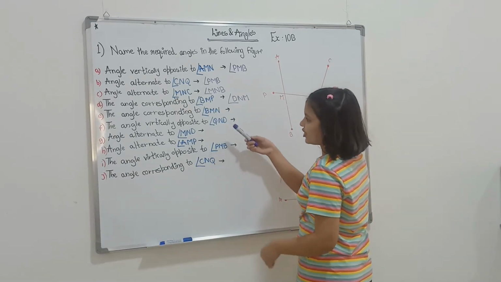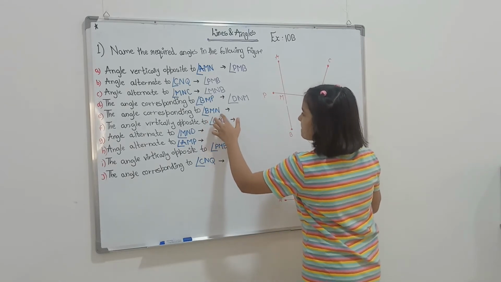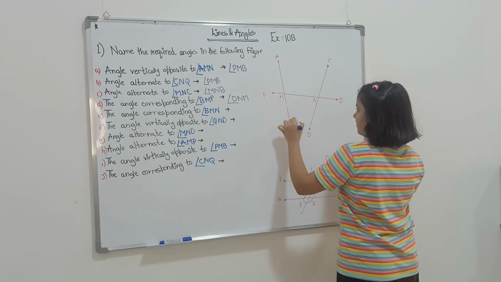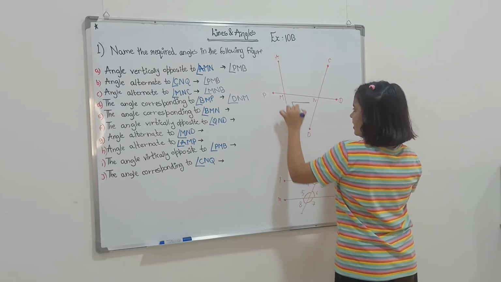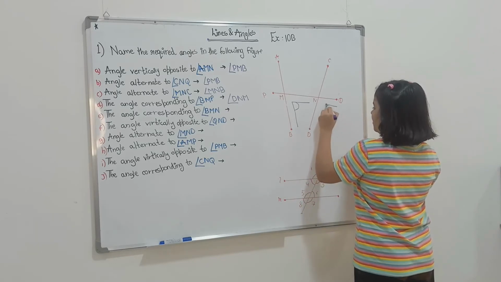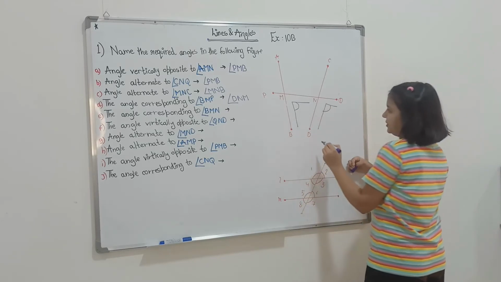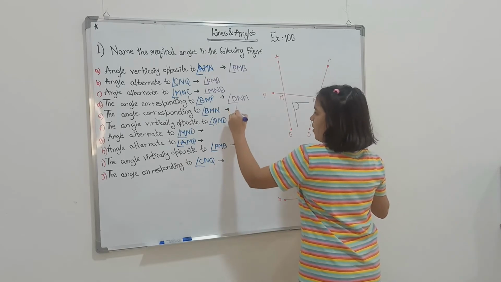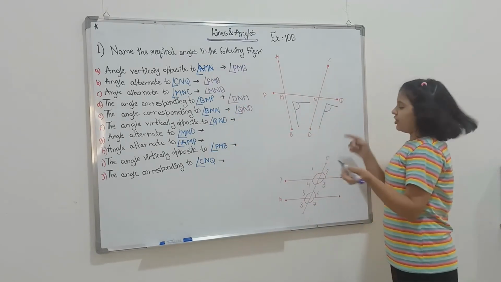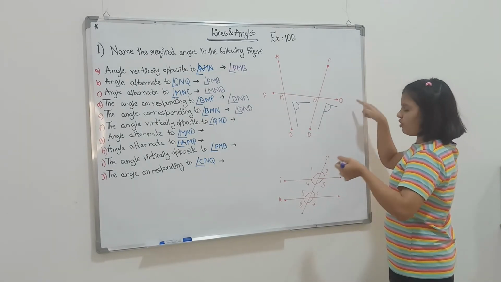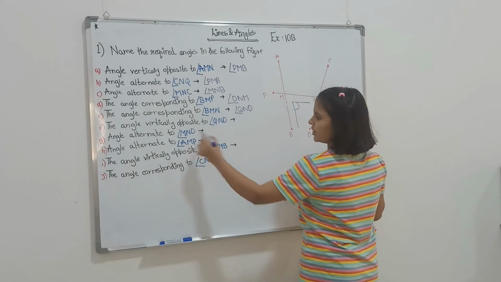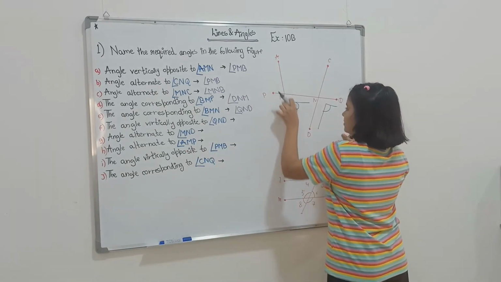Next is angle corresponding to BMN. Angle BMN. So the corresponding angle is Q and D. It doesn't matter, you can say angle D and Q or angle Q and D. Both are the same.